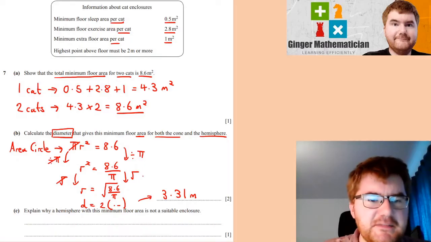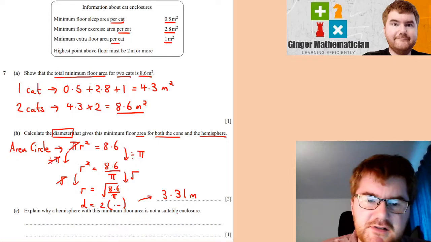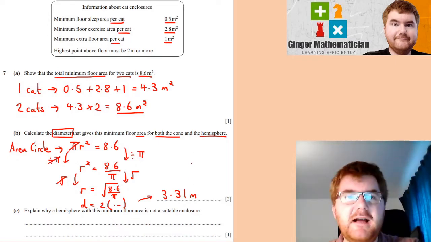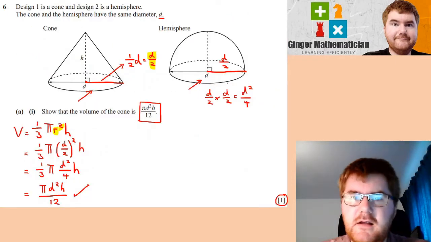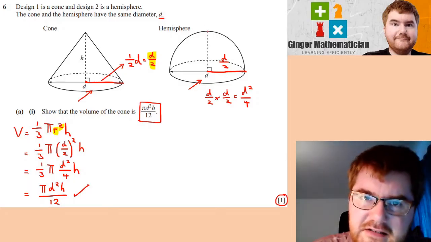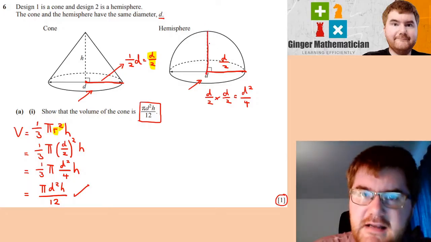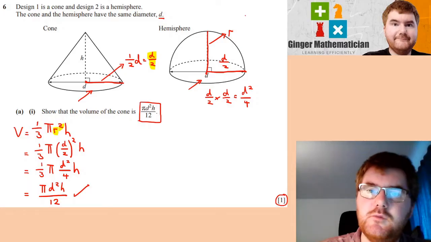And now we need to explain why a hemisphere with this minimum floor area is not a suitable enclosure. Well, let's go back again. Let's look at the hemisphere. Notice that this height here of the enclosure is equal to the radius that we just worked out.